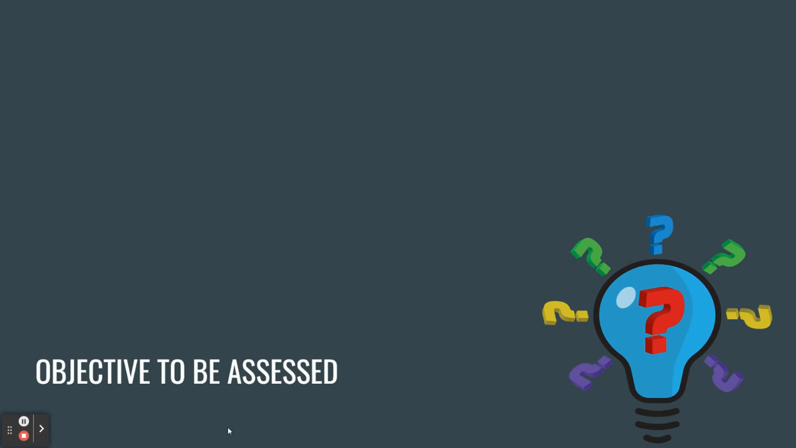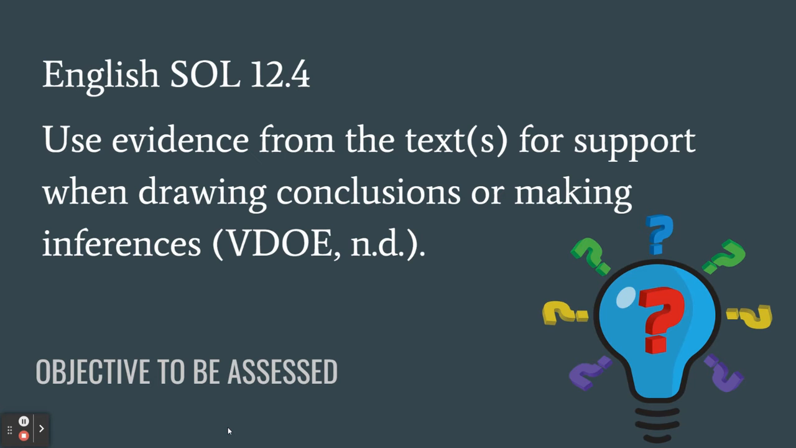So the objective that I have selected to be assessed is the English SOL 12.4, which reads that students will use evidence from the text for support when drawing conclusions or making inferences. Making inferences can be one of the most difficult things for a student to figure out how to do. But hopefully by the time they've reached the 12th grade level, they are making inferences fairly easily.